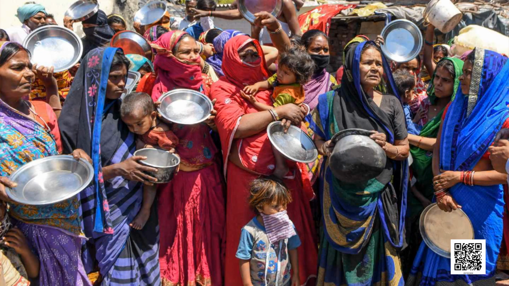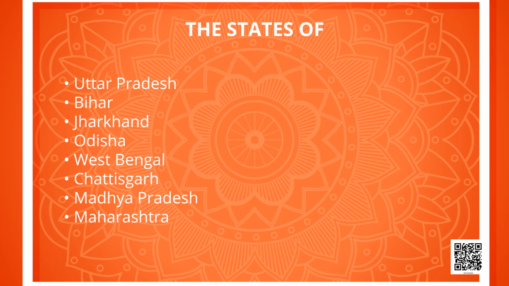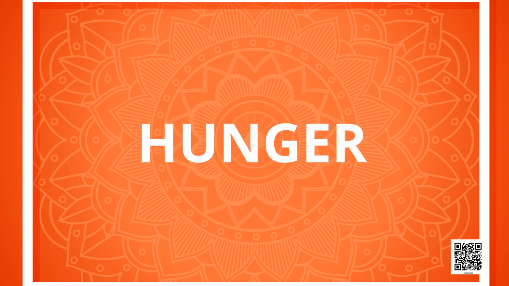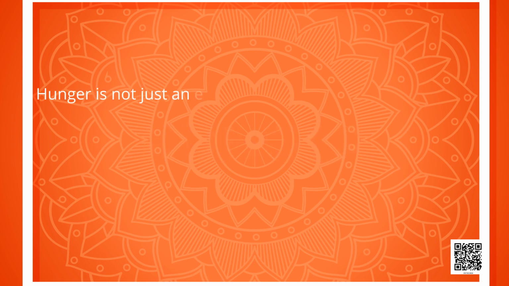The food insecure people are disproportionately large in some regions of the country, such as economically backward states with high incidence of poverty, tribal and remote areas, regions more prone to natural disasters, etc. In fact, the states of Uttar Pradesh, Bihar, Jharkhand, Odisha, West Bengal, Chhattisgarh, parts of Madhya Pradesh and Maharashtra account for the largest number of food insecure people in the country. Hunger is another aspect indicating food insecurity. Hunger is not just an expression of poverty, it brings about poverty.